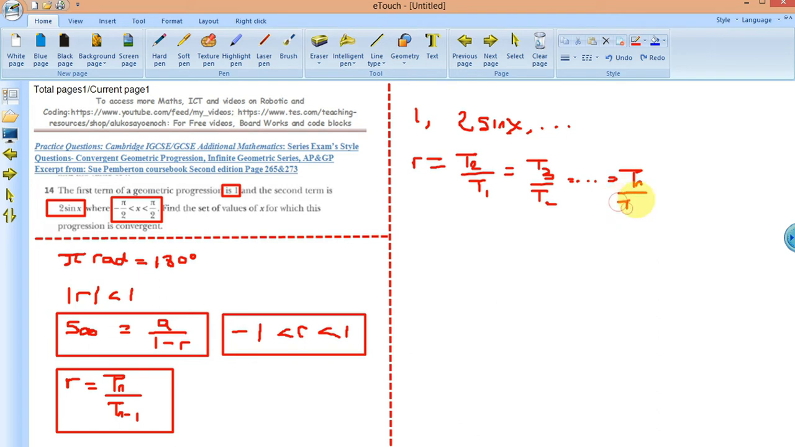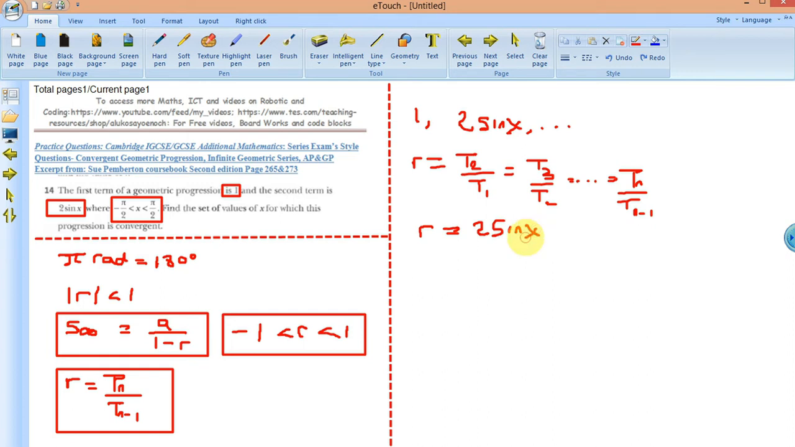Okay, so the next term divided by the previous term. So from here now, what is the common ratio from the question we have here? This is t2, so that will be t2 over t1. So that is 2 sine x over 1, and that will be 2 sine x. So the common ratio is 2 sine x.